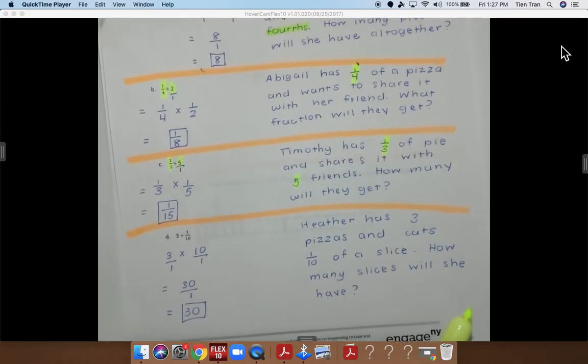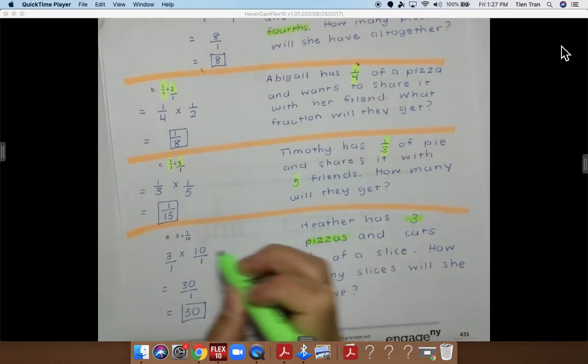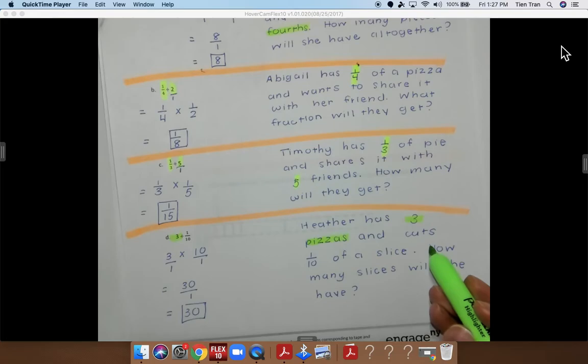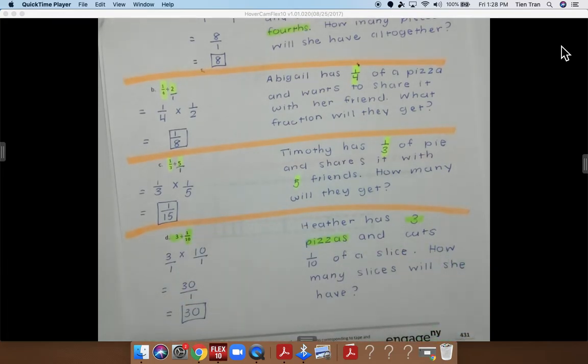The last problem I have here, it says Heather has 3 pizzas. I got the 3 from there, and she cuts them into 1/10 of a slice. So she wants to cut all of them into 1/10. How many slices will she have? 3 times 10 is equal to 30. 1 times 1 is 1. So 30 divided by 1 is equal to 30.